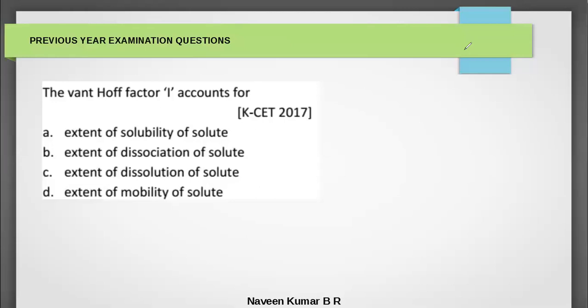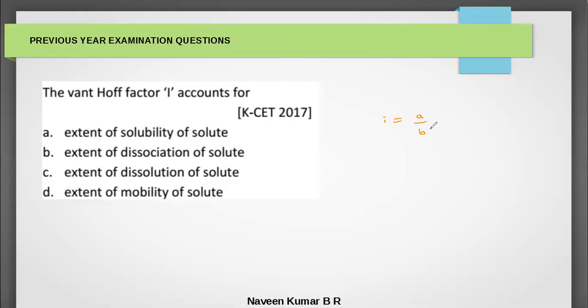The next question, again from the year 2017, Karnataka CET. Again, a direct conceptual question. If you observe the question, the Van 't Hoff factor i accounts for... It is the definition of i. It is the number of moles after dissociation divided by before dissociation, or observed colligative property divided by calculated colligative property, or it explains the association or dissociation of the solute in the solution.